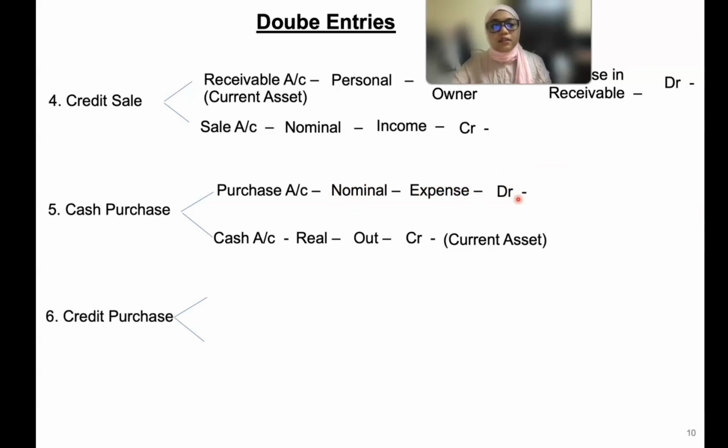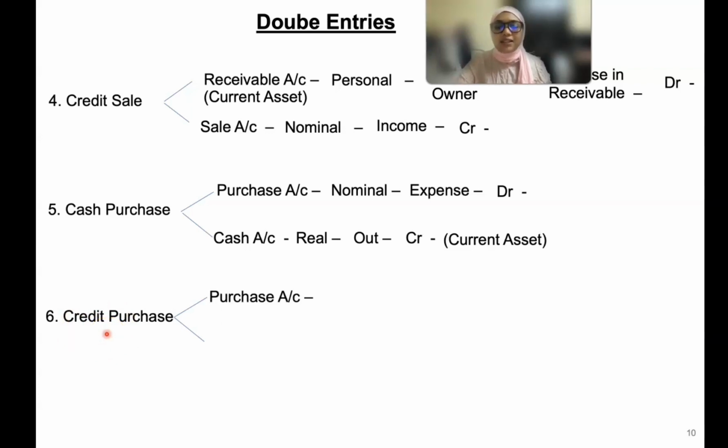Then, this is cash purchase. This is what? Credit purchase. What is the transaction? It is the purchase transaction. Okay. Number 5 is a cash purchase. That's why we open cash account and purchase account. Number 6 is what purchase? Credit purchase. We are buying on credit. We are not paying cash. So it is credit purchase. That's why we will open purchase account.